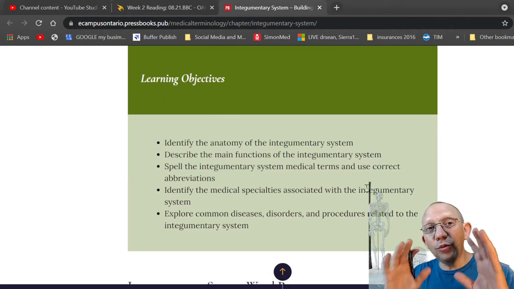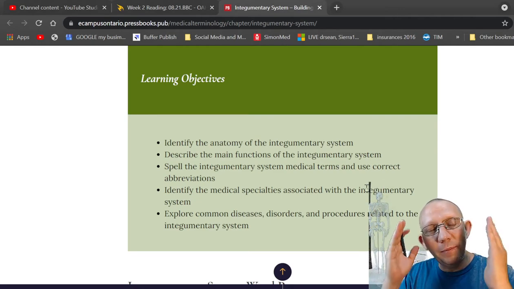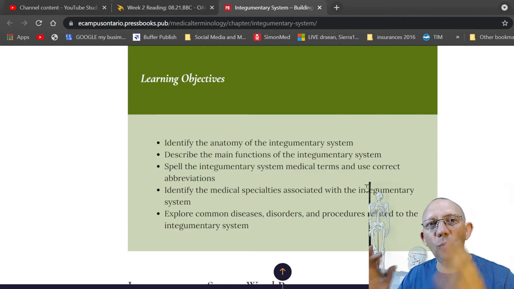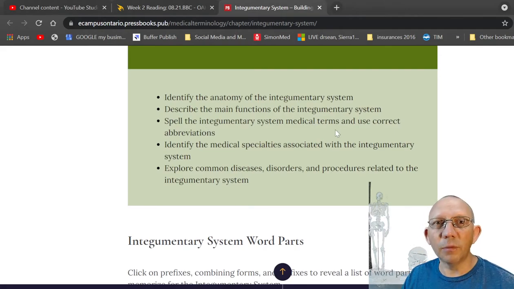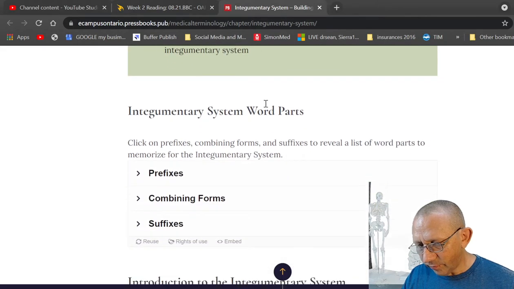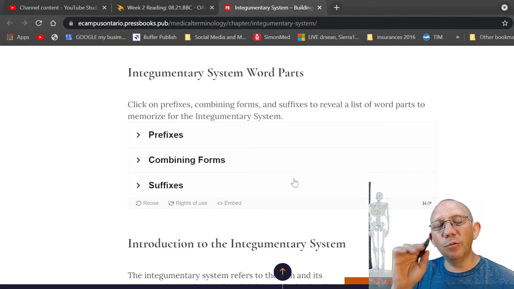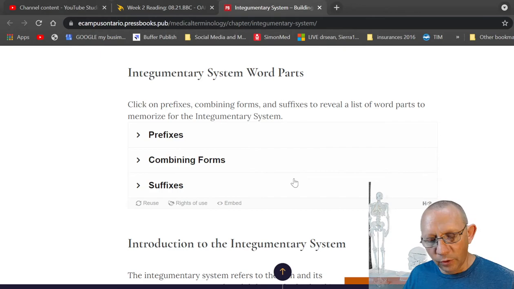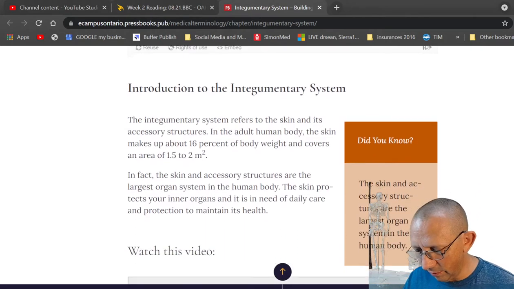So look at this. You guys are already looking at anatomy and physiology. More the anatomy, because remember, anatomy is just a word for where things are and what they do. Describe the function of the system, spell the integumentary system medical terms, and use correct abbreviations. Abbreviations are very important. Unfortunately, some of the abbreviations can be misread and misleading, so be careful with those. Something we would use in respiratory therapy is SOB. Some people would see that as an insult, but it means shortness of breath, right? If you know what that is, you can give me a thumbs up or something.